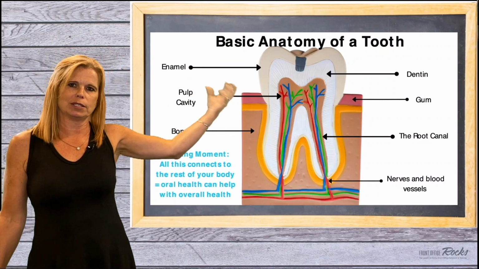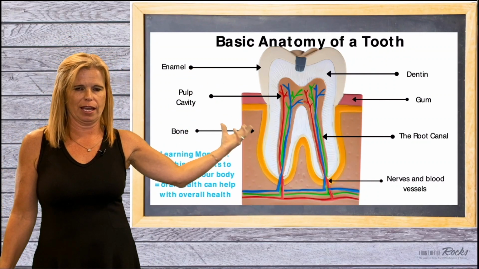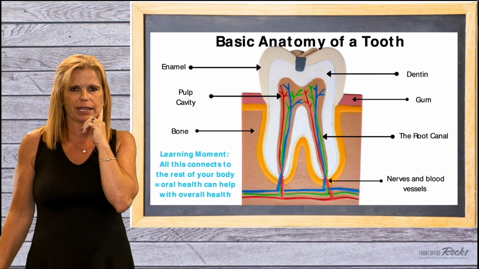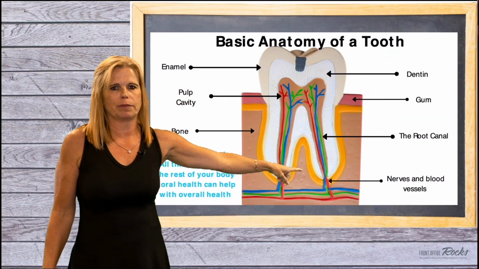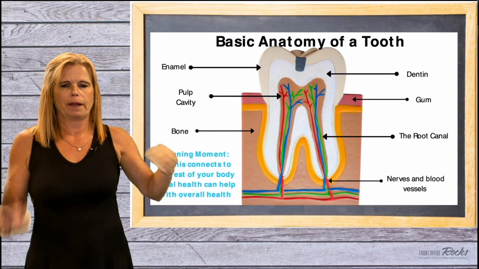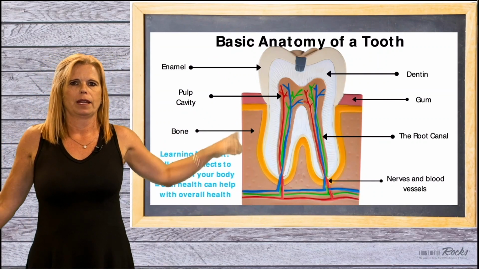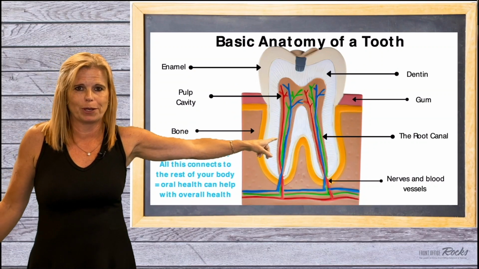So the bone is what holds the teeth in, okay? And then the gums that are around the outside. This is the basic anatomy of a tooth. Now, see the veins and blood and vessels right there? That goes into our body. All of this bone is part of your body.